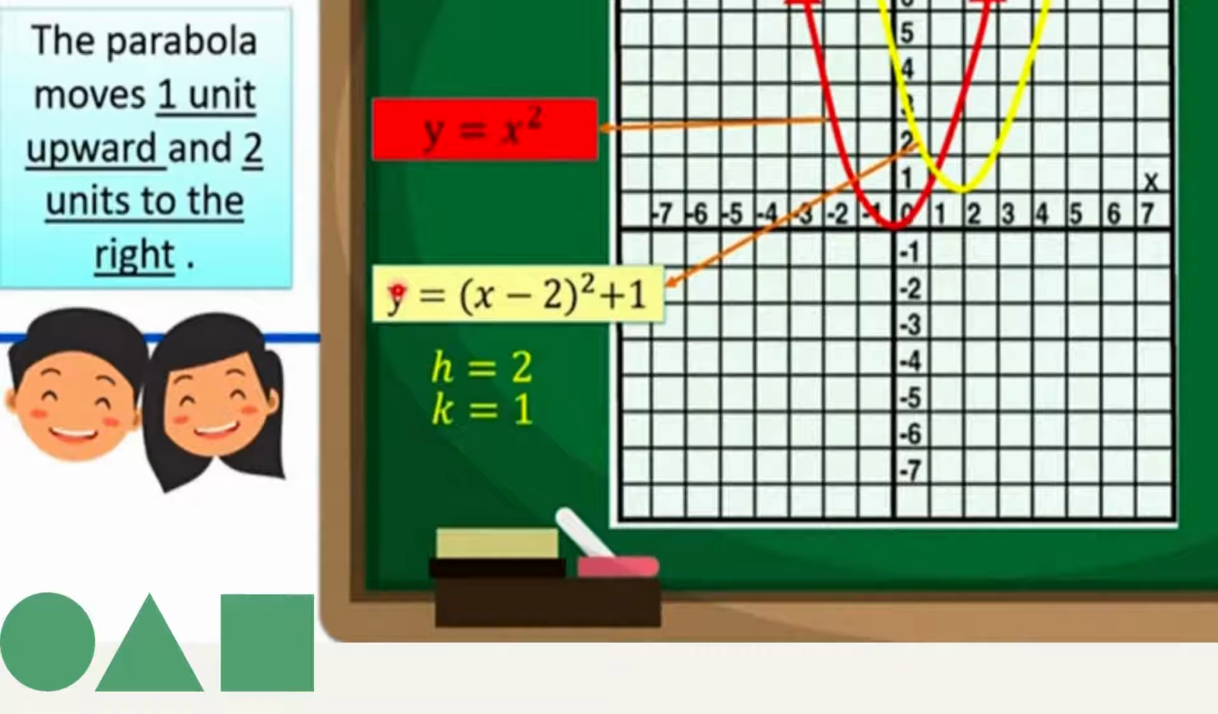Again, using the guide function y equals x squared, consider the quadratic function y equals (x minus 2) squared plus 1, wherein h is 2 and k is 1. This means that the parabola moves 1 unit upward and 2 units to the right.